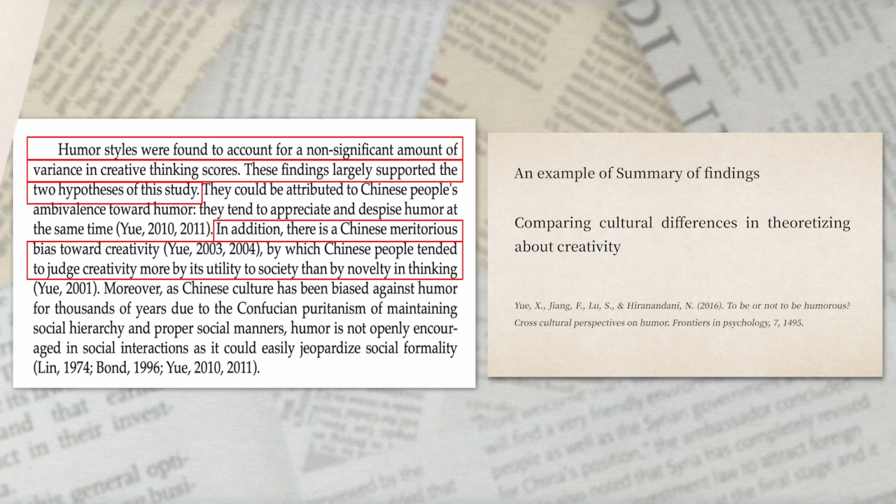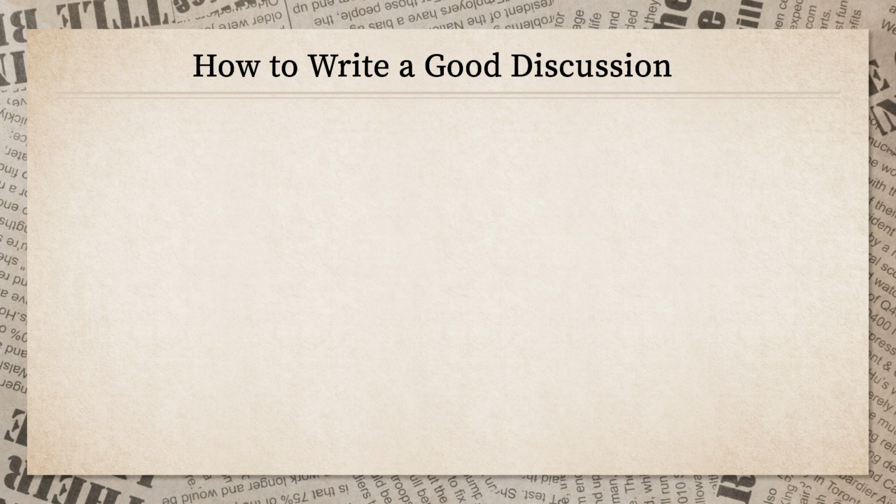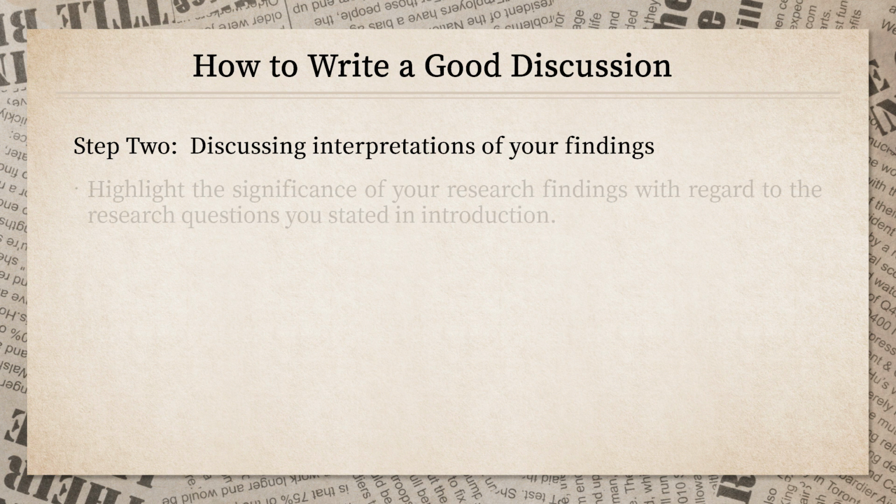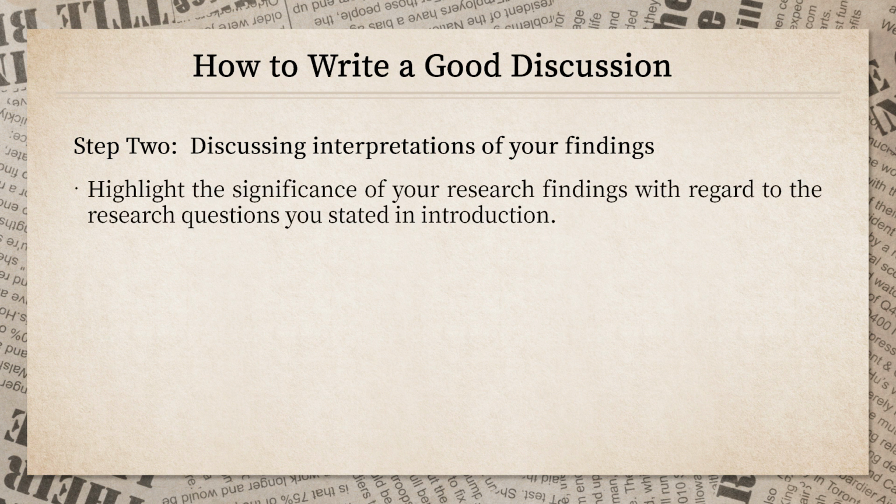Okay, let's continue to explore how to write a good discussion. Now, step 2 is to discuss interpretations of your findings. You start by highlighting the significance of your research findings with regard to the research questions or hypotheses you have stated in the introduction.